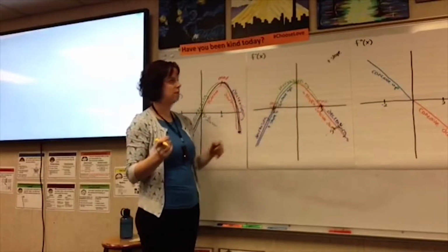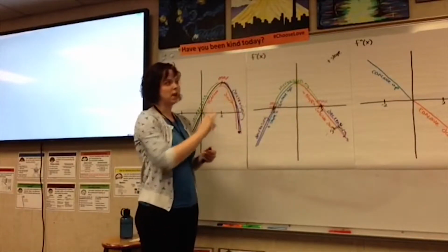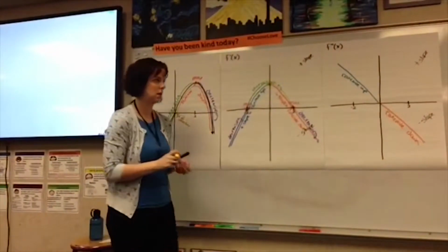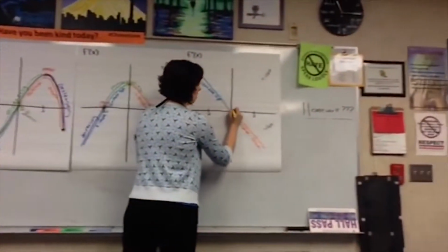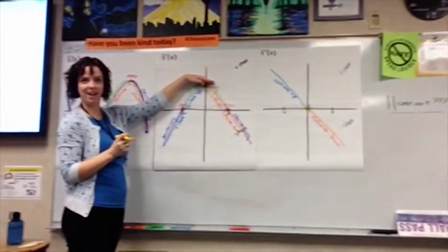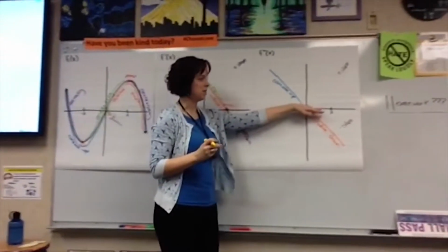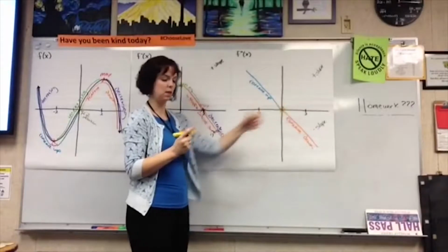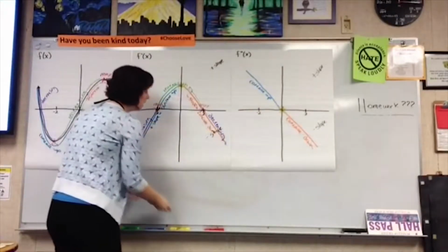And where am I going to draw it on the second derivative? At the 0, 0. Does this have a slope of 0 right here? Is this where slope of 0 exists? Okay, good job. Let me write those words up there real quick.